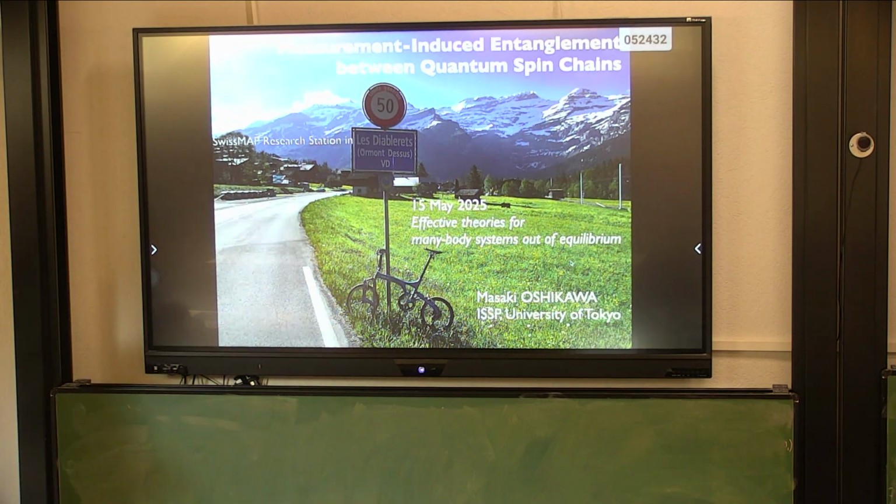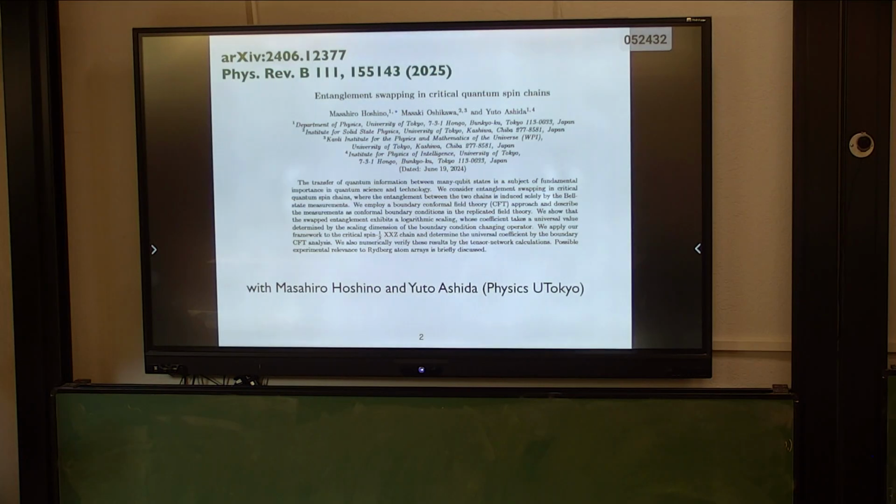So today I'd like to talk about measurement-induced entanglement between quantum spin chains. My talk is based on this paper, which we put on arXiv last year and recently published in ISSP, which was done in collaboration with Masahiro Hoshino and Yuto Ashida at University of Tokyo.